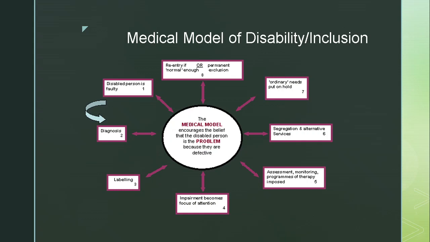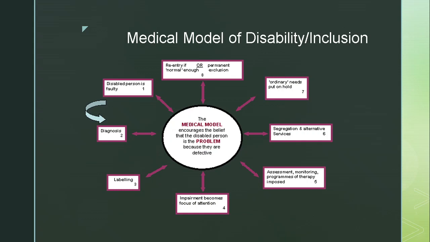But once this older person is viewed as being faulty and outside of society, we start to diagnose, we start to label. This older person might not have the same freedom, the same movement as they would have had when they were younger. And we start to focus on their impairments or what they can't do. It might not be an impairment, but what they can't do because of their age. We start to monitor. We might impose programs of therapy or rehabilitation on these people.